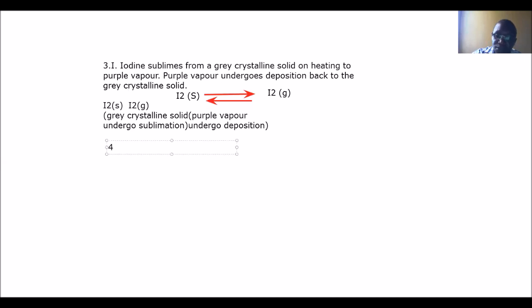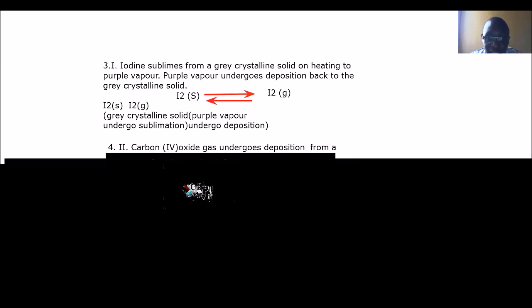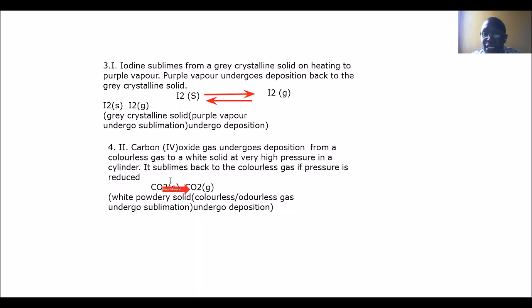Example number 4, which is also an example of a reversible physical change, is carbon 4 oxide. We have carbon 4 oxide that is in solid state, and then we have carbon 4 oxide that is in gaseous state. This one, if it is cooled at a very low temperature, will give us carbon 4 oxide solid. Remember now, that one is deposition, changing from gaseous state to solid state directly. Then we can reverse that process by heating the solid carbon 4 oxide.